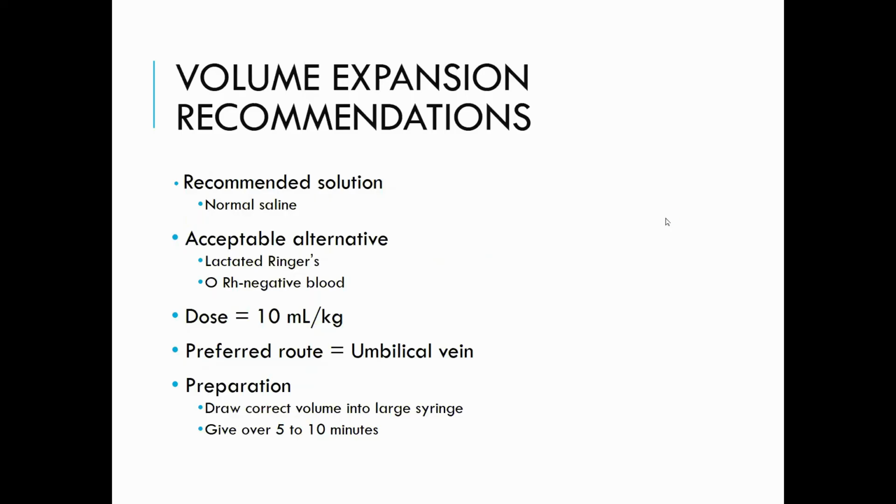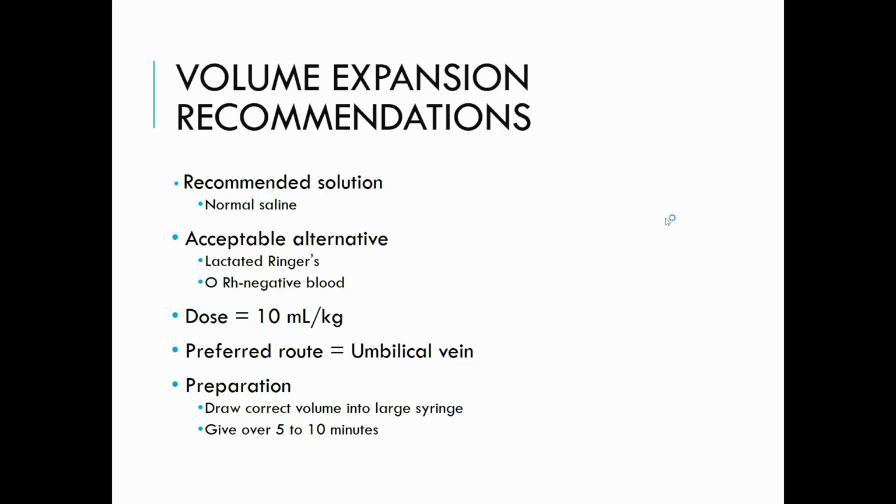The recommended fluid that we generally like to use is normal saline. If you don't have normal saline, you could use lactated ringers or O Rh negative blood, but we almost always have normal saline. The dose that you want to give is 10 mL per kg. Don't be surprised if it's a really small amount that you're giving them and it's basically through a syringe, because these are small babies. So if it's a 5 kg baby, you're only giving like 50 mLs to the baby.